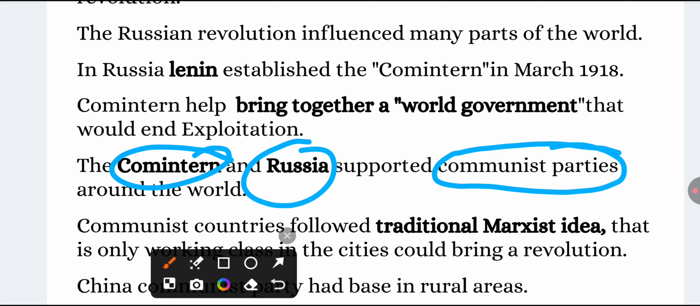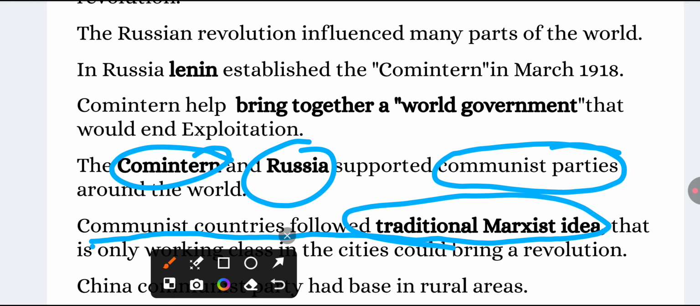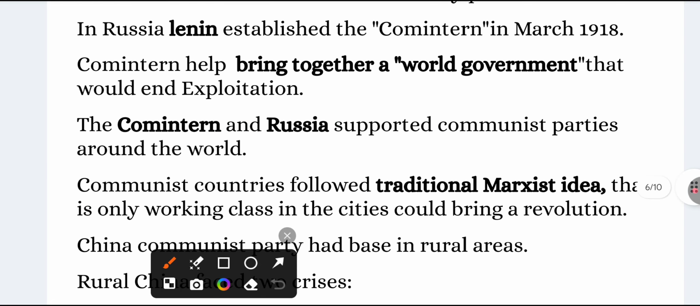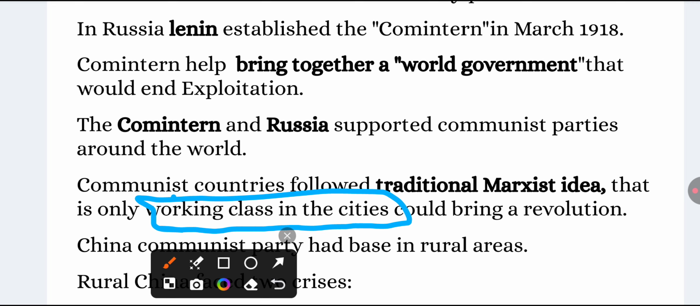Communist countries followed Marxist ideas. For example, Russia is a communist country. Communist countries follow traditional Marxist ideas. What is the Marxist idea? The traditional Marxist idea is that Marxists or communists believe the working class in the cities, those who do the work, could bring a revolution. So the China Communist Party had its base in rural areas.